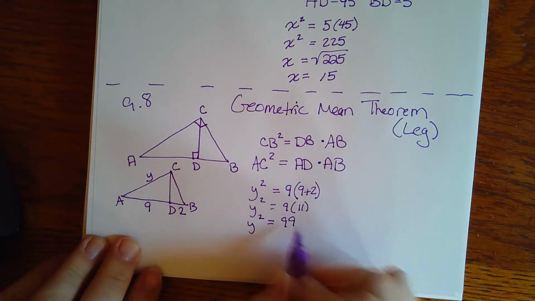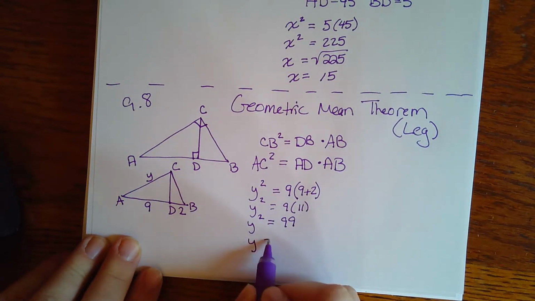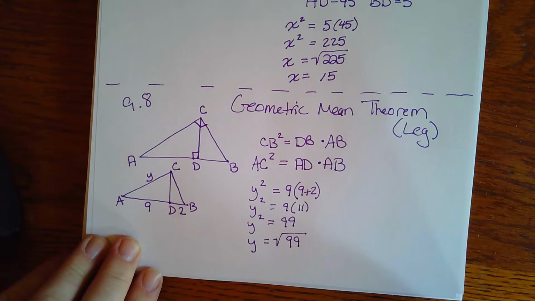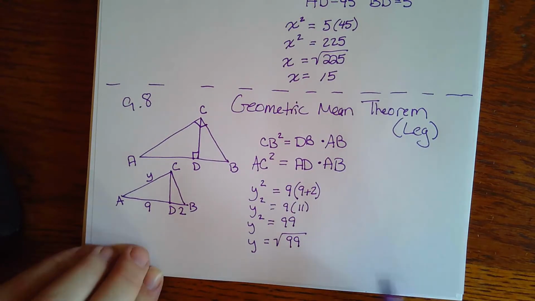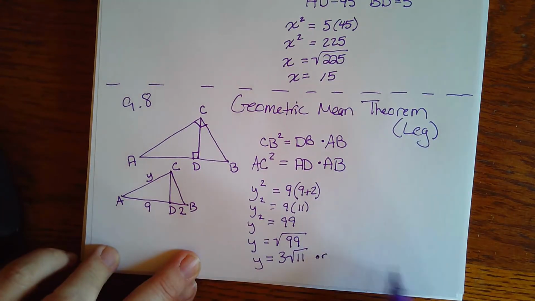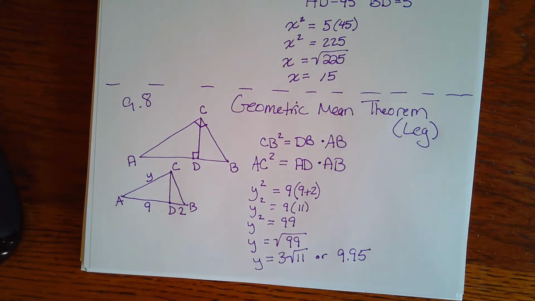Now remember, once again, you can't leave it this way. You're going to have to do the square root of it. And 99 isn't a perfect square, but it has a perfect factor in it. So the square root of 9 is 3. So 3 square root 11 is y. Or if I put it into decimal, that is going to be 9.95. Okay, so that gave me the shorter leg and the long that we have there.